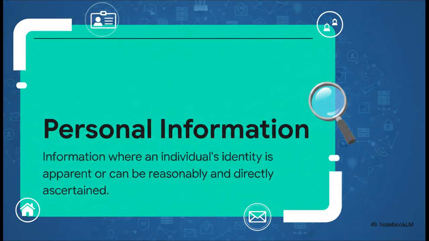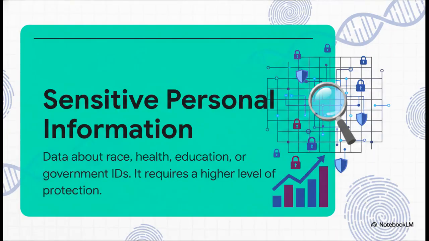First things first, we need to be clear on what it is you're actually protecting. The law starts with this big concept, personal information. All this means is any piece of info that can point to a specific living person. We're talking about the basics here: name, address, email, phone number. Pretty simple, right? But, and this is a big but, the law then carves out this special, super protected category.